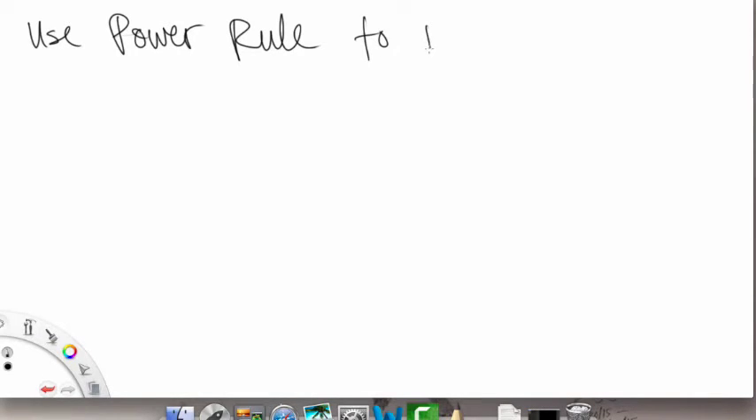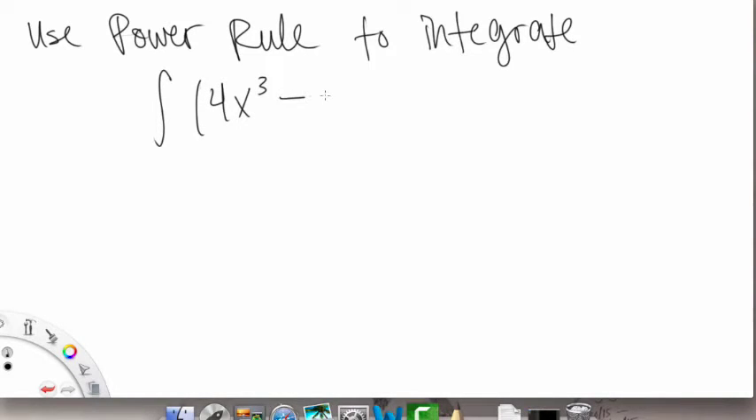Okay, so let's do a practice problem. What we're going to do is use the power rule for integrals to integrate the following problem. Integrate, and then I'll give you the integral. So the integral of 4x to the third minus 2x squared plus 5, and then we have our dx.